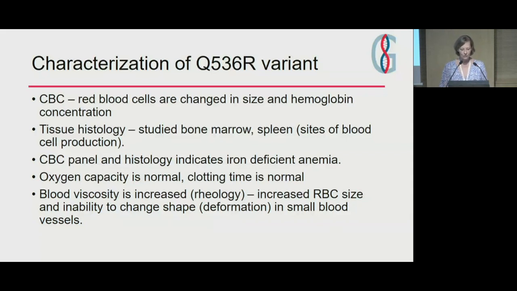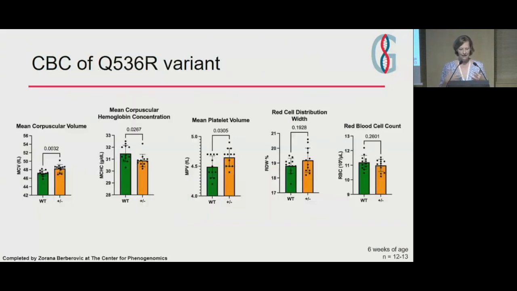Okay, she also looked at blood viscosity and saw that it is increased. So the red blood cells are increased in size, and they don't have the same deformability, which is their ability to kind of shrink as they wiggle through little capillaries. I wasn't sure if I would have time to show all of this data, so I kind of have the summary here. Now I'm going to walk you through some of the CBC data that we have.